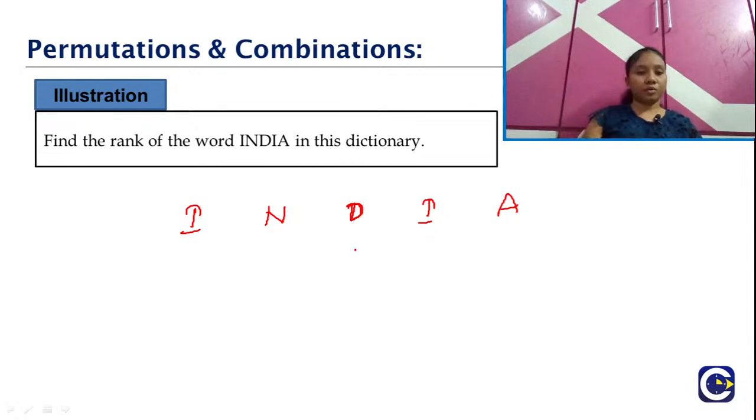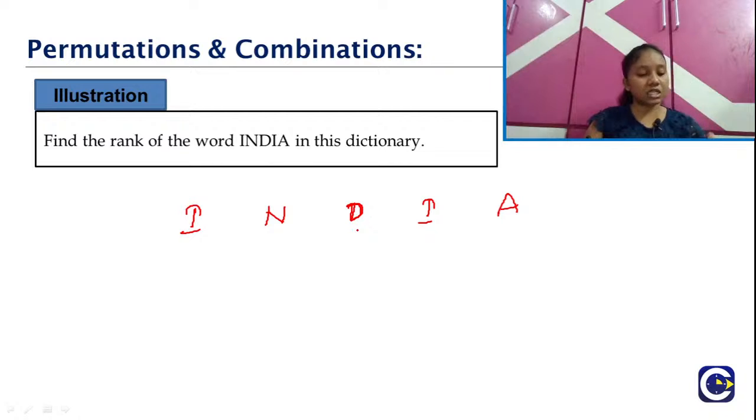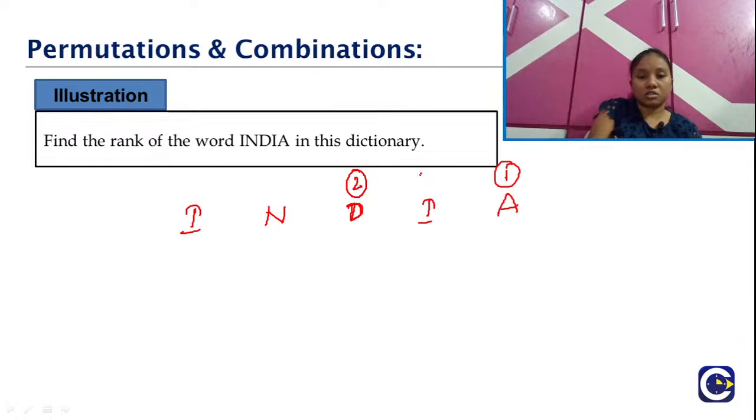So I hope some of you might have solved it. So please let me know the answer, guys. What is the rank of the word India here? So what is the numbering we should be given? So A will be 1, D, I. As the I letter is repeating, number 3 will be repeating, and 4 here.